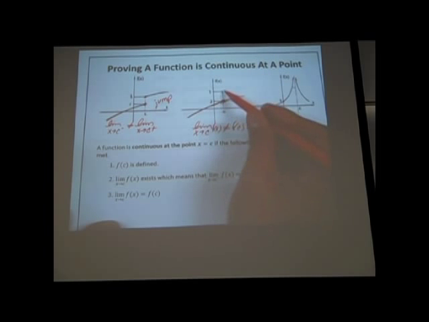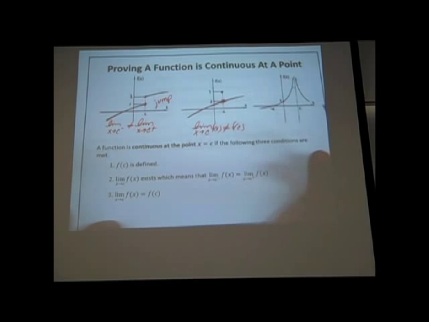I have a hole in the graph. I have a point up here. These are not equal to each other. The function is not continuous at that point.